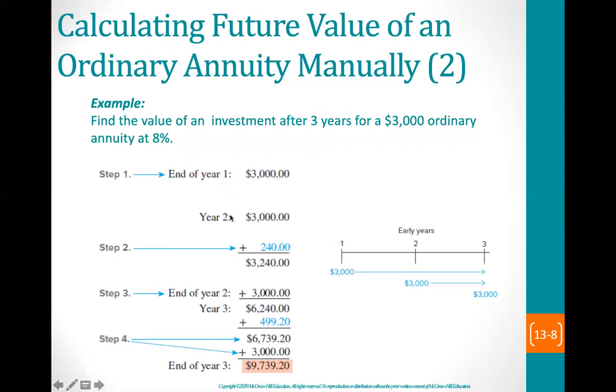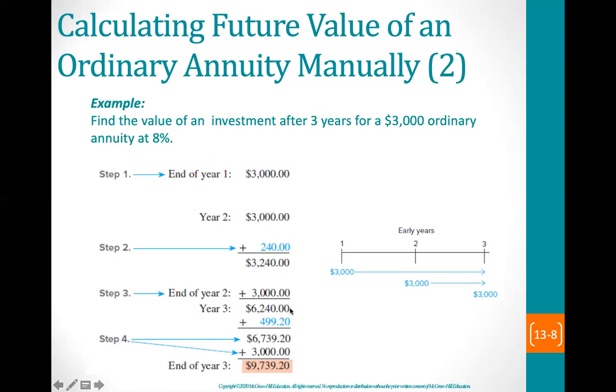So year 2, we have a $3,000 balance. We need to calculate 8% interest on this $3,000. So we have $240. Add the $240 to the $3,000. Our balance is $3,240. Now add in your year 2 investment of $3,000.